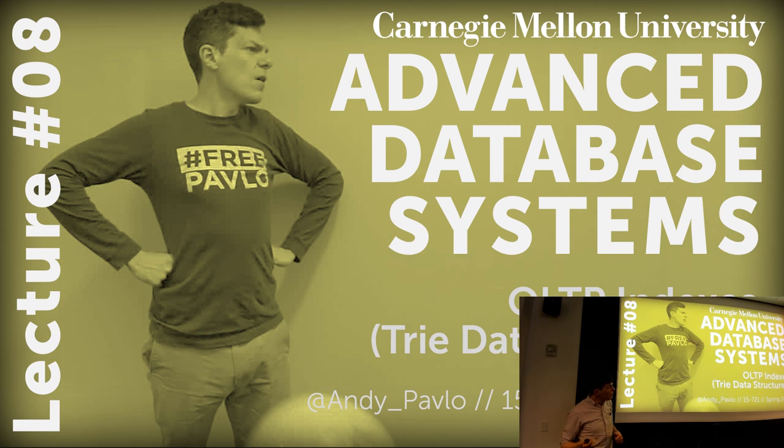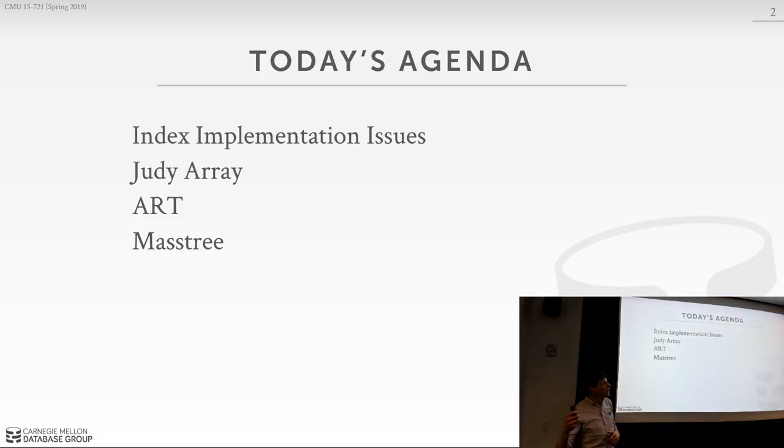So for today's lecture, I want to start off talking about some more generic implementation issues we have to deal with when we actually want to build an in-memory index. These first parts aren't going to be specific to the ART indexes. We're mostly going to be describing them in the context of B plus trees, but some of it will then help motivate what we end up talking about with the tries later on.